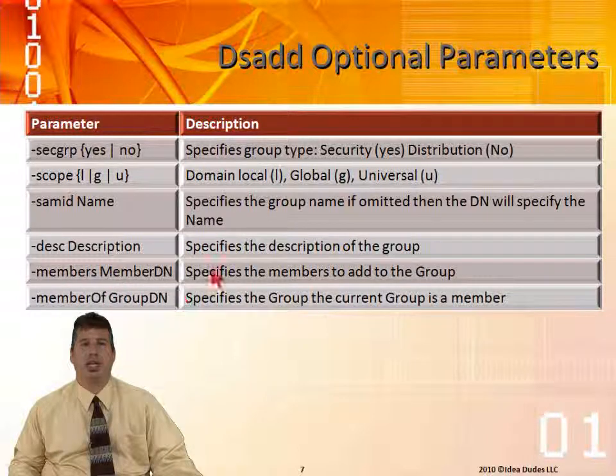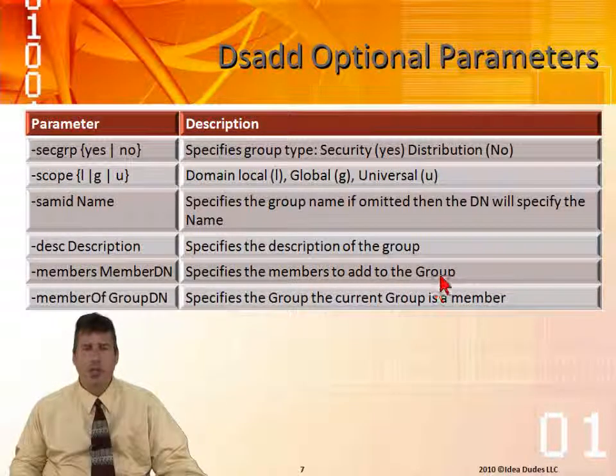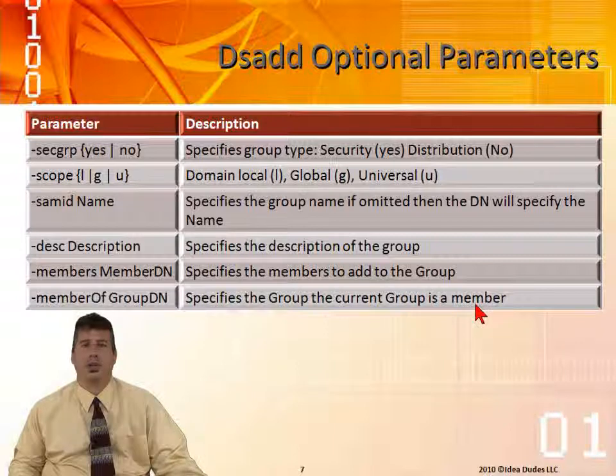Members, member DN, specifies the members to add to the group. Remember, that's going to be the deciding factor of who is actually in the group. The members DN is the members attribute. Members of group DN specifies the group the current group is a member of.